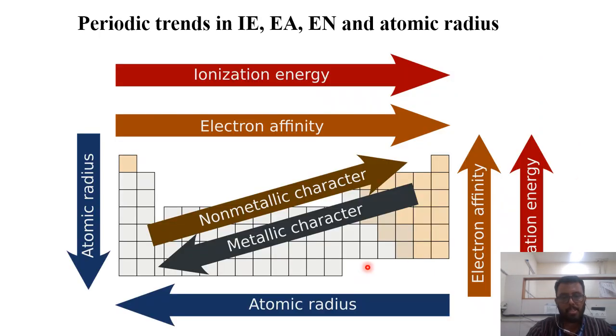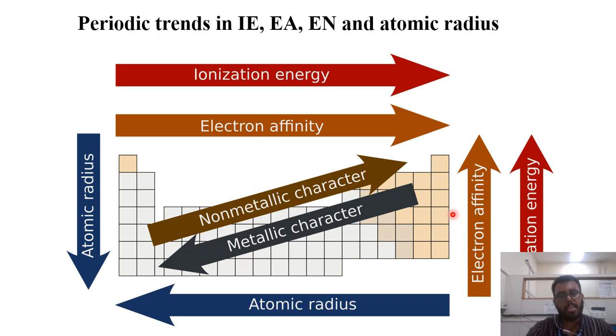Okay, so this is the final slide. In this one, I would like to present an overall view of the periodic properties, all 6 properties. Atomic radius increases along the group, when you move from top to bottom. When you move from left to right along the period, the atomic radius decreases.